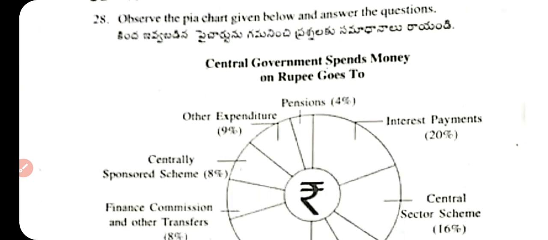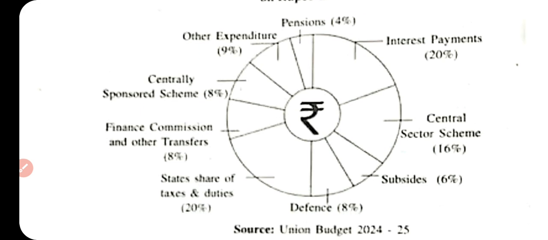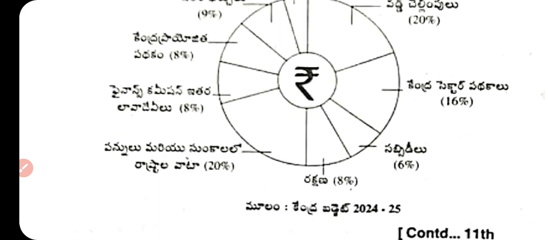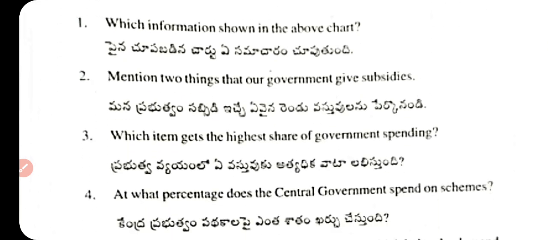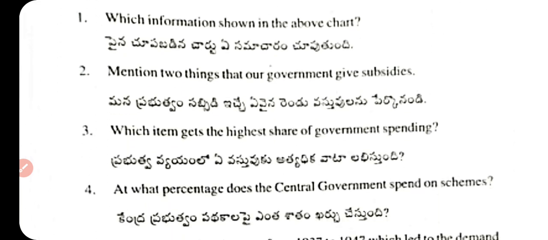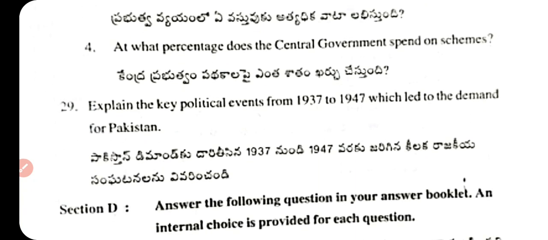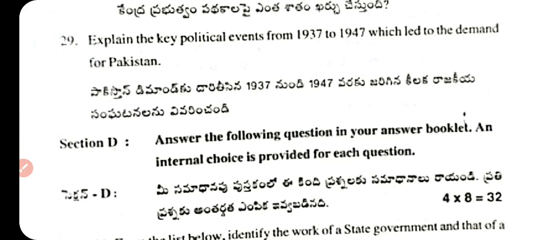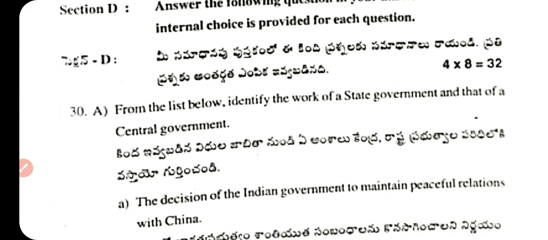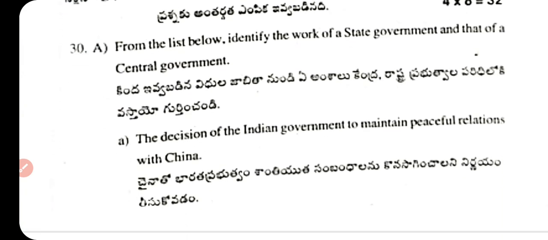Observe the pie chart below and answer the questions. Four questions are asked from this pie chart. In the above chart, mention two things on which our government gives subsidies. Which item gets the highest share of government spending? At what percentage does the central government spend on schemes? And the 29th question, explain key political events from 1937 to 1947 which led to the demand for Pakistan. This is an 8-mark question with an internal choice.